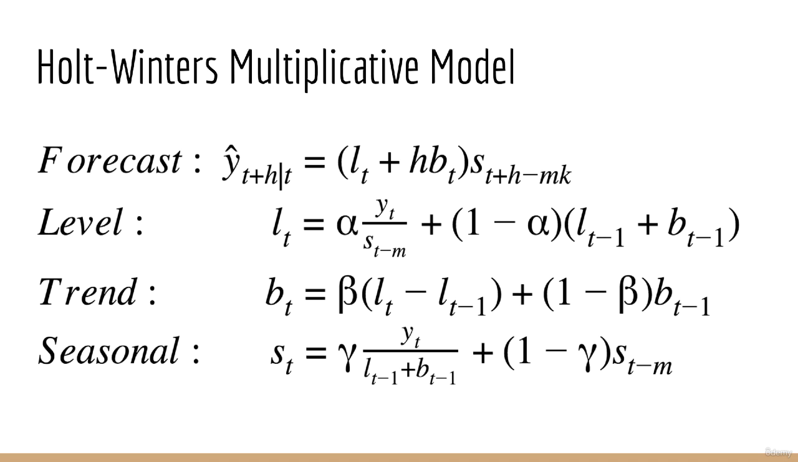For the level update, we now have y divided by s. That makes sense because before, we had y minus s. For the trend equation, there is no change. For the seasonal equation, we have y divided by (L plus B). That makes sense because before, we had y minus (L plus B).